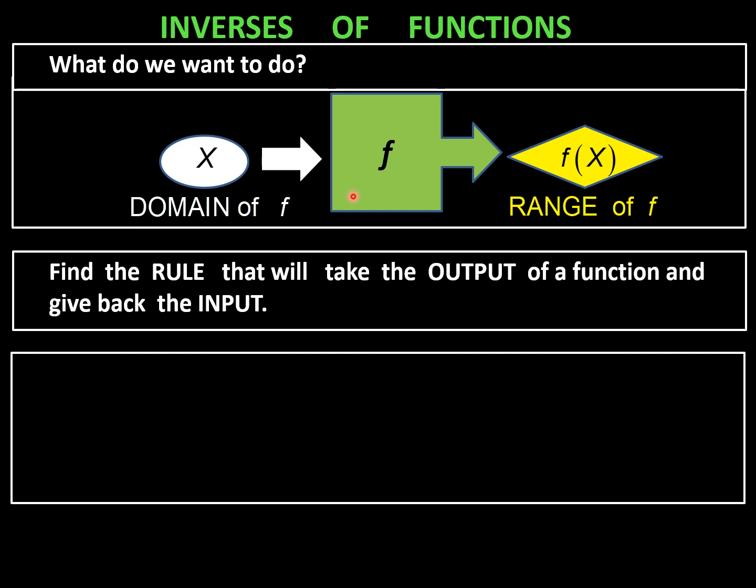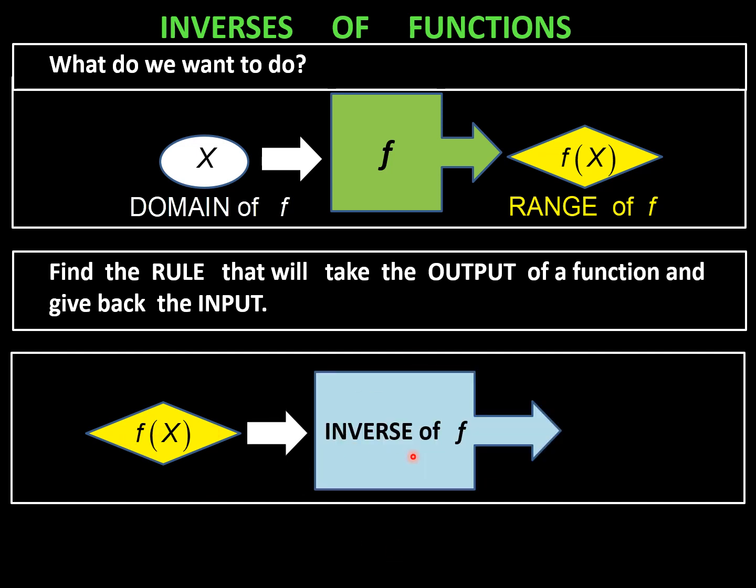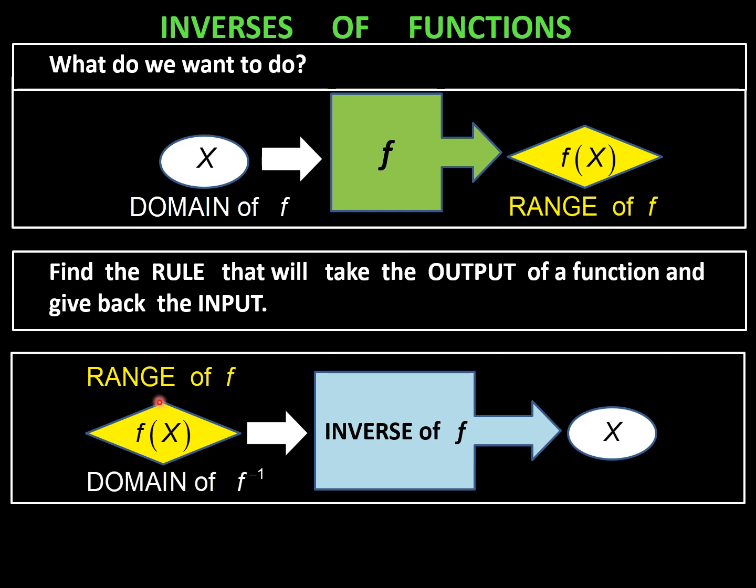Now, if you want to do the reverse, we're going to take our output value, which is f(x), and now reverse the process, see the inverse, reverse the process, and then we'll get back to our input value. So the range of my function becomes the domain of my inverse. And the same way, the domain of my function becomes the range of the inverse.